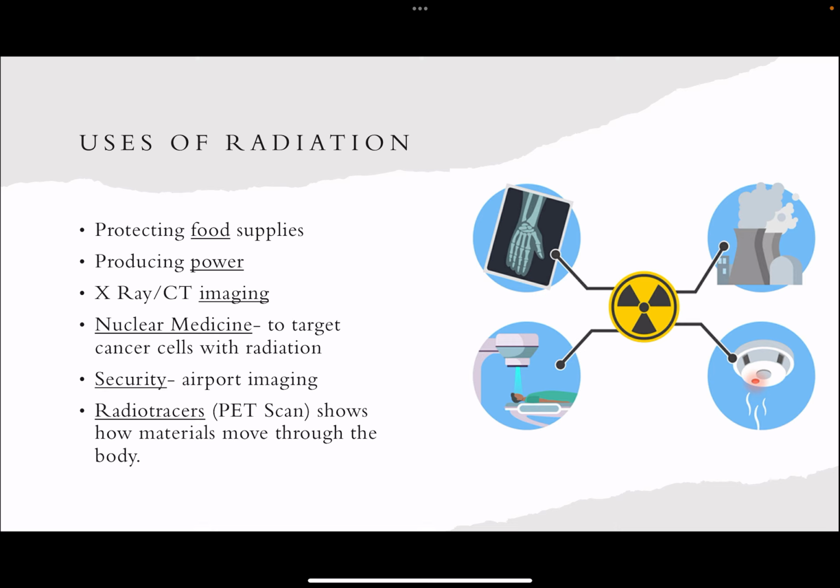When we started this unit, one of the first things that I showed you was a picture of some strawberries. And we noted that the strawberries that had been irradiated looked much better. So, one of the major important uses of radiation is protecting food supplies. It allows food to stay fresher longer, and ultimately protects against food waste and insects and just a lot of bad things that can happen to the food supply.